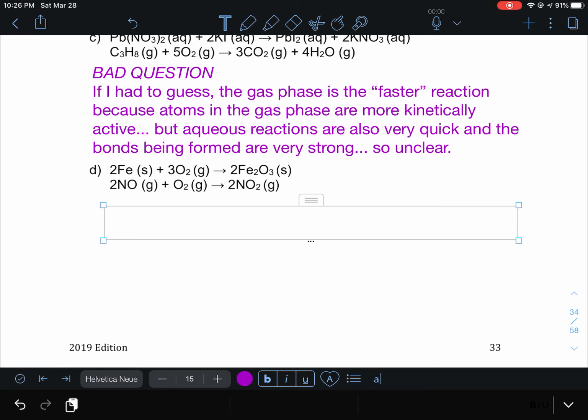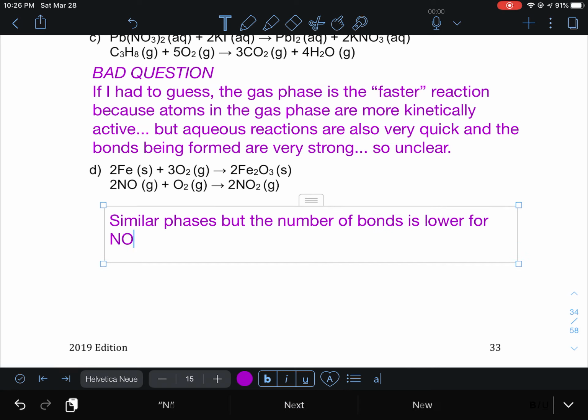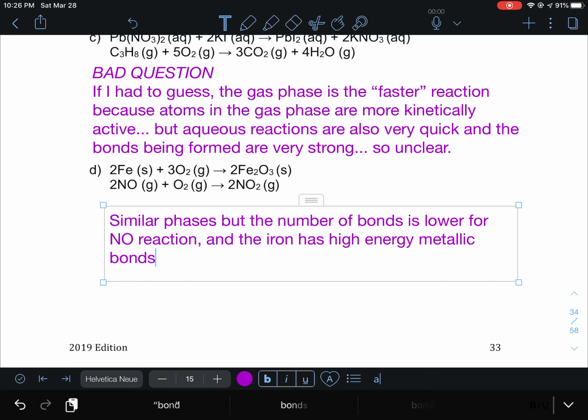I'm going to guess that the nitrate is faster because, so here we have similar phases, but the number of bonds is lower for an O reaction, and the iron has high energy metallic bonds. So reaction 2 is faster.